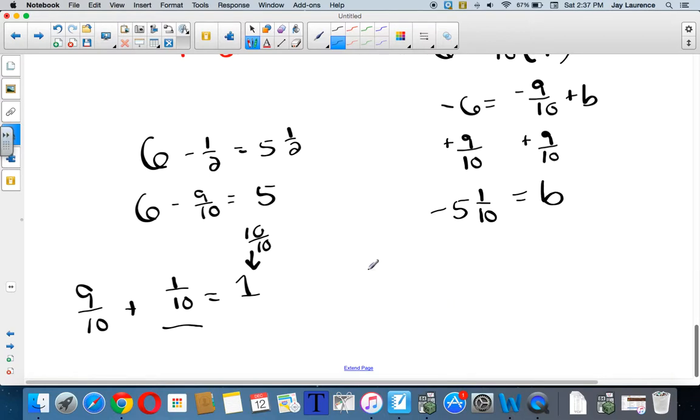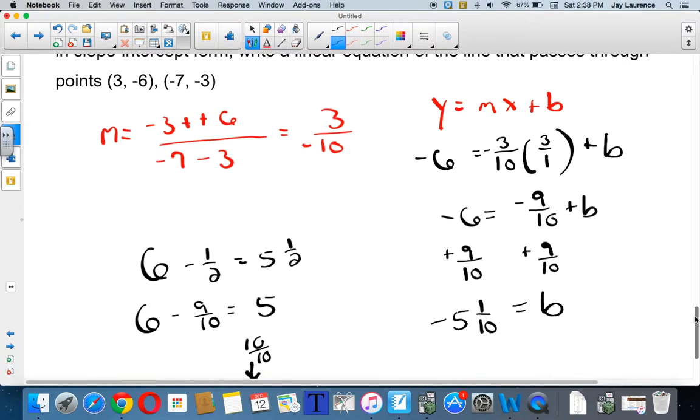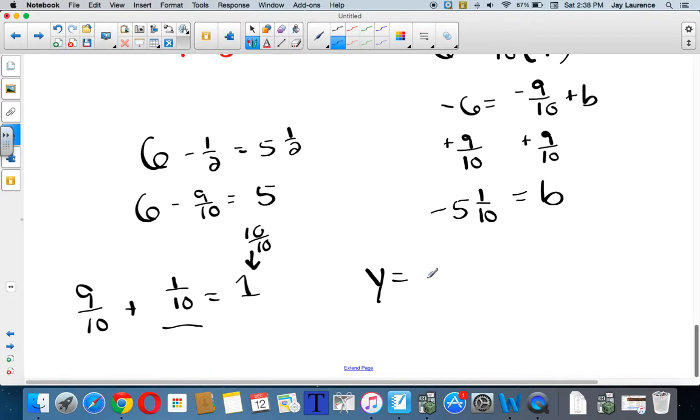So now I can write my equation. y equals, and let me see, what was my slope there? -3/10. -3/10 x, and then -5 1/10. And that is your linear equation written in slope-intercept form of the line that goes through those 2 points.